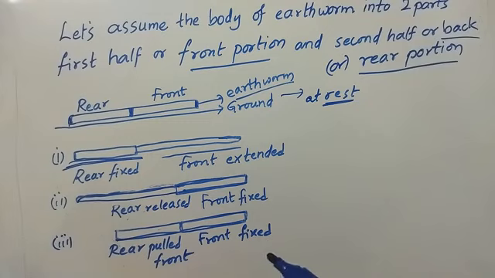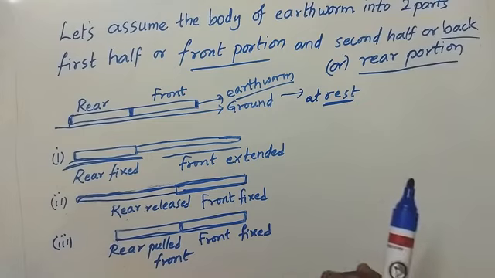The body of the earthworm releases a slimy, meaning skidding, substance. This slimy substance helps the movement of the earthworm. The slimy substance helps the earthworm to easily move on the ground.